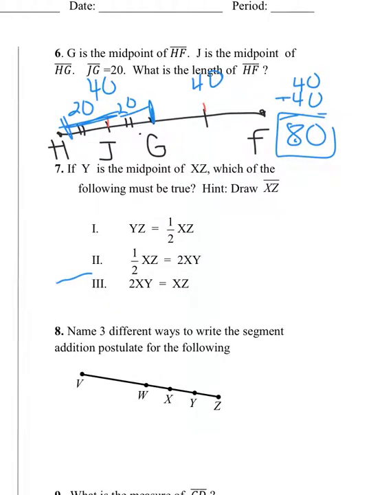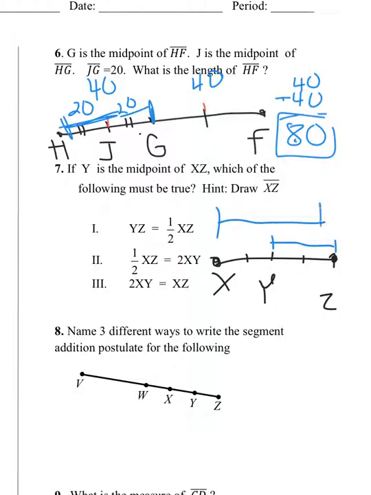Number 7, Y is the midpoint of XZ. Which of the following must be true? So you have X, Y, Z, and again it's a midpoint, so there's the dash. Is it true, number 1, YZ is equal to half XZ? Here's YZ. Is that the same as this cut in half? Yeah, that's a midpoint. True.